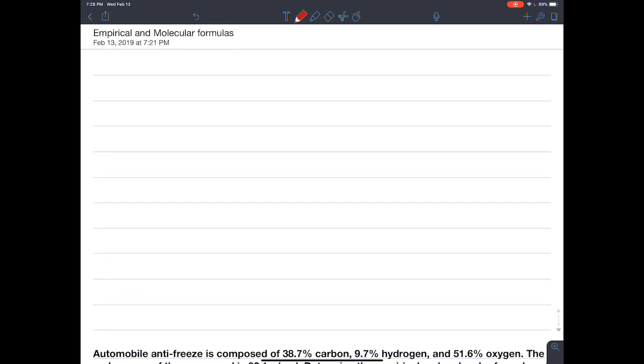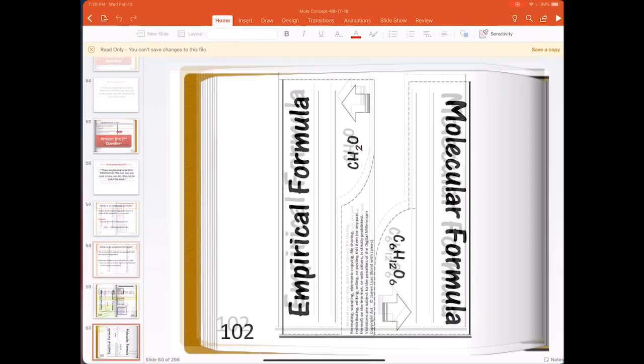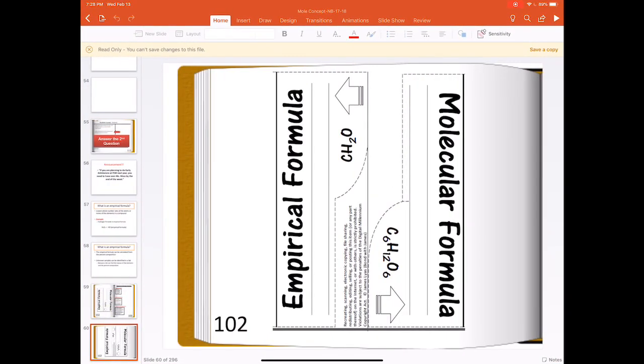Okay, so we're talking about empirical and molecular formulas. On the front of your little foldie, which I have here on the P point, as we call it, you've got empirical formula, molecular formula. This is how it should look when it's folded in your notebook. I probably showed you this in class. And then you open it up and you've got the stuff inside.